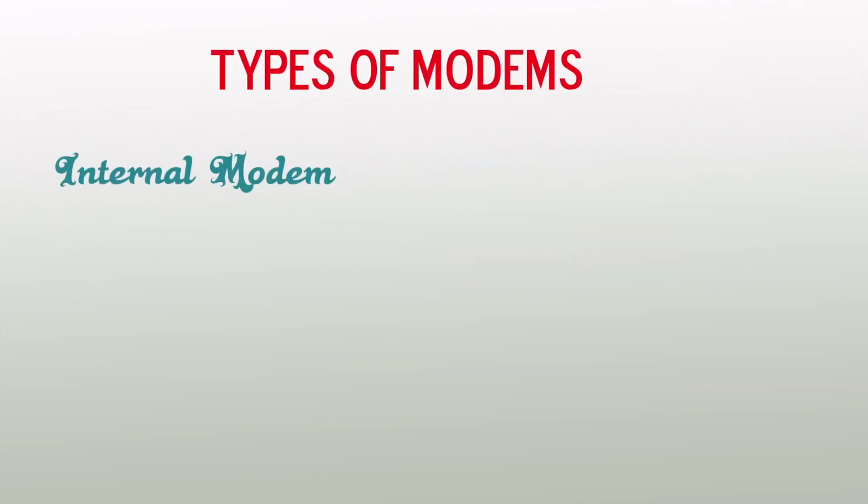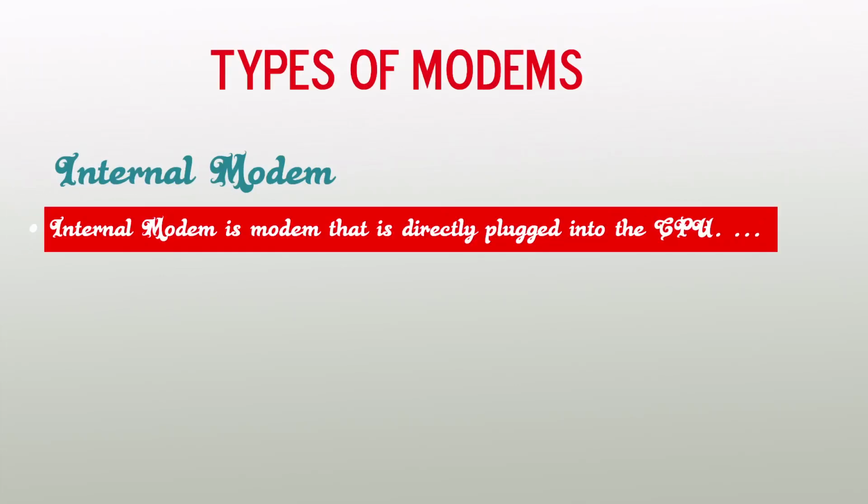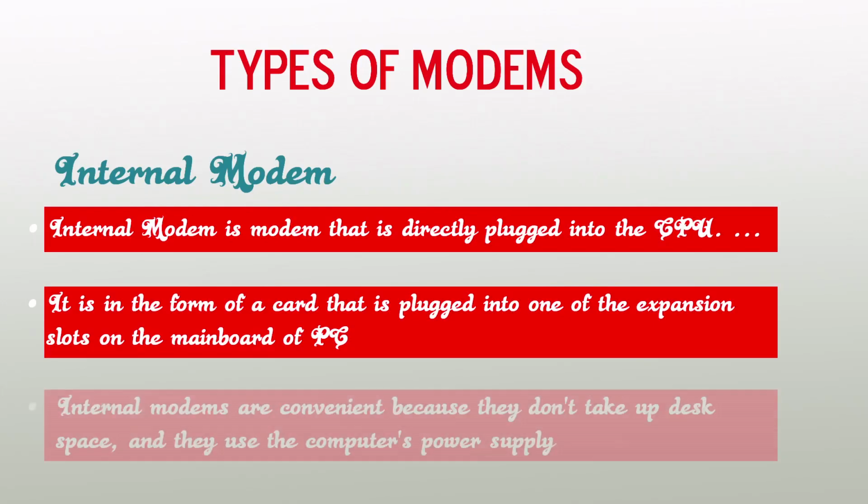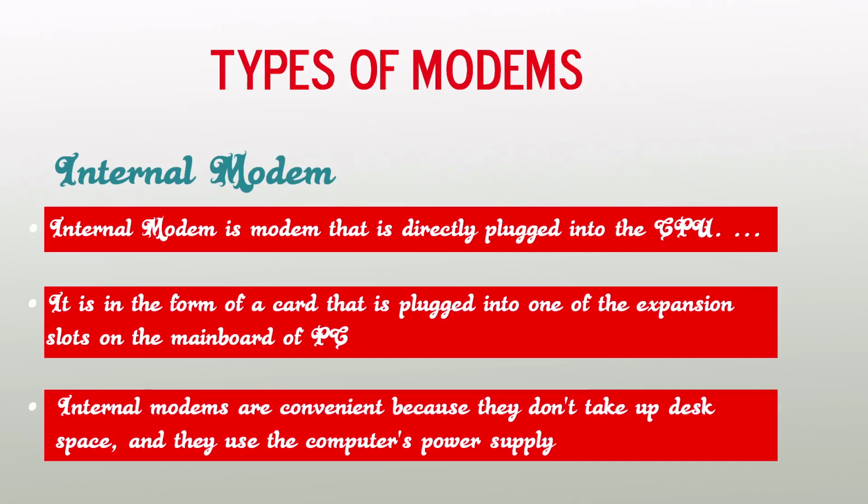Internal modem is a modem that is directly plugged into the CPU. It is in the form of a card that is plugged into one of the expansion slots on the main board of a PC. The internal modems are convenient because they do not take up disk space, or use the computer's power supply. So here is the internal modem, you don't see it because it's fitted into the system itself.